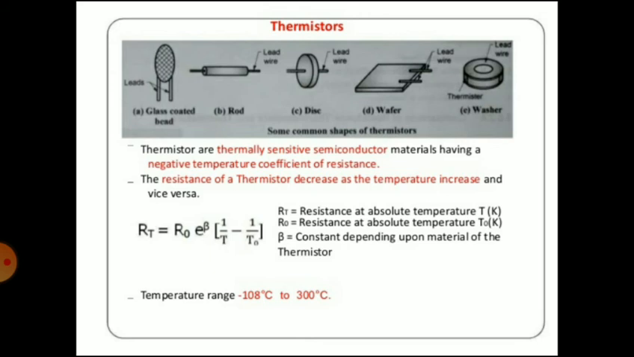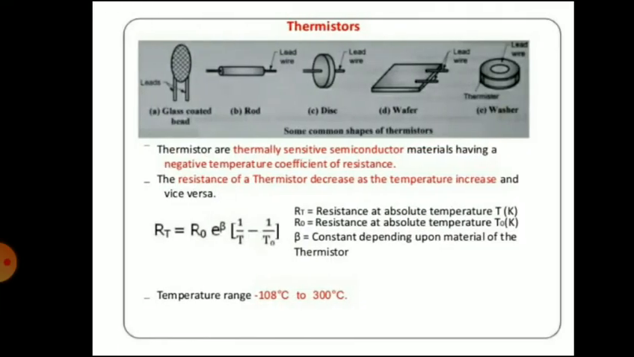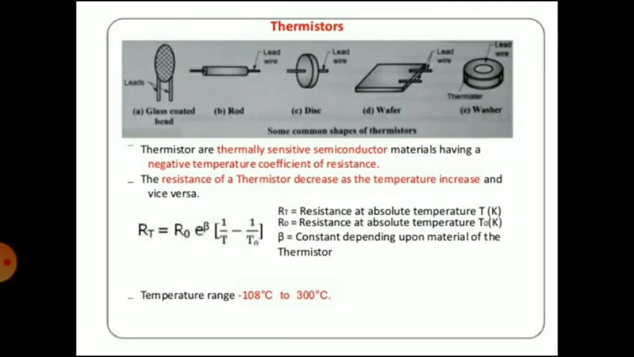Now regarding the construction, before that we will see the different types of thermistors. So you can see in a diagram. First it is a bead type, then the glass coated bead, then the disc, wafer and washer.